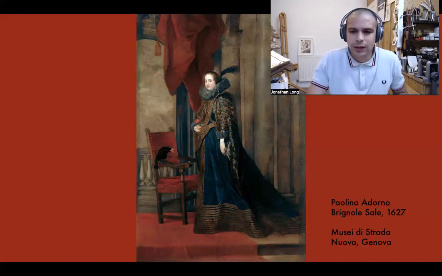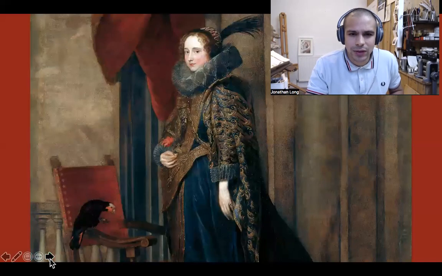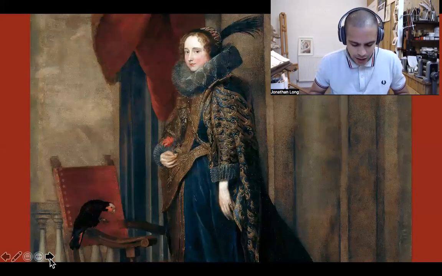All right, so let's look at the close-up now then. So this is Paolina Adorno, portrait of Paolina Adorno. She is a member of the Genoese nobility. Okay, this is painted in 1627, so just before Van Dyke returns to Flanders.